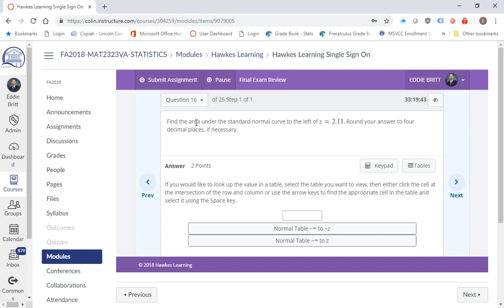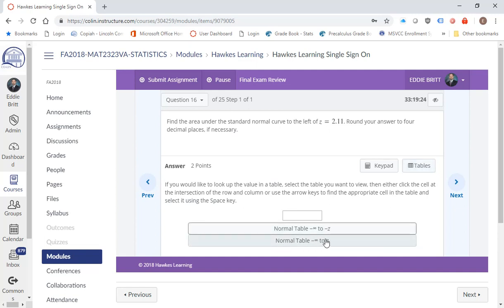All right, on this problem, it's going to be easiest just to use the table. Find the area under the curve to the left of z equals 2.11. You see there's a table button here. There's also buttons down here. That's because I had this table button added for all of your questions. So either one is fine.